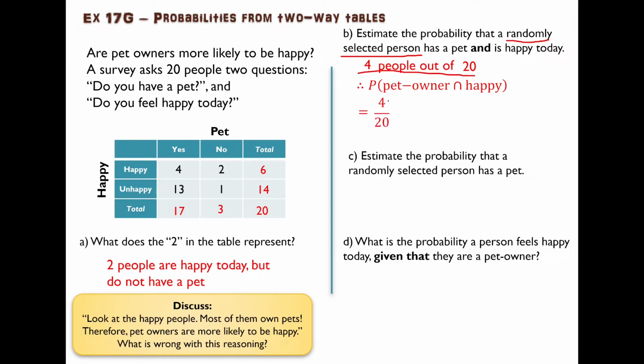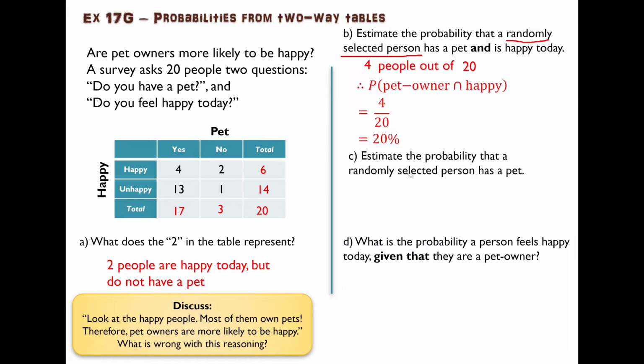All right, so the probability of being a pet owner and happy is, well, we can write this as a fraction. 4 out of 20. We could also write this as a percentage. To get this as a percentage, you put it in your calculator and times by 100 and put a percent sign at the end. So what is this as a percentage? It's 20%. 4 divided by 20 is 0.2 times 100 is 20%.